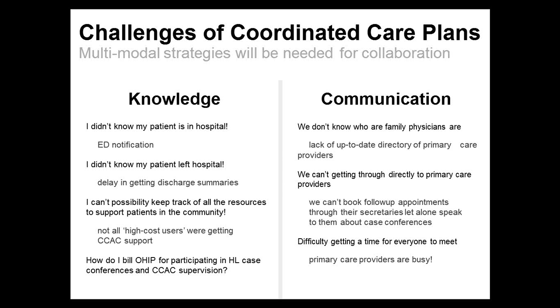The other thing that we hear is, I can't possibly keep track of all the resources to support patients in the community. And what we found in Central LHIN was that many of our top 1% and 5% who were using so much service weren't actually getting any CCAC support. They weren't getting care coordination support, and they definitely weren't getting in-home support. It was interesting that these patients, who are clearly high-cost users of the system, weren't actually receiving support to keep them well at home.